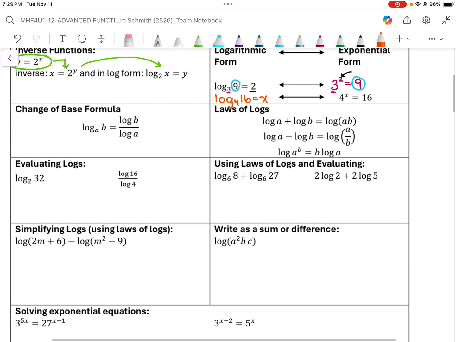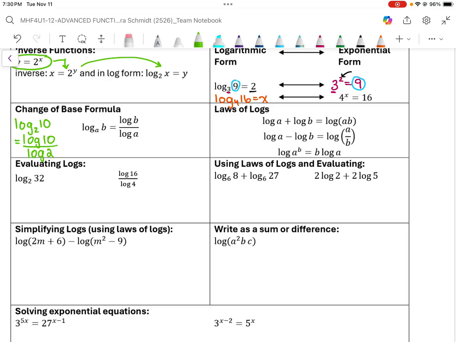We learned a change of base formula, which is really helpful when we have a log that we can't evaluate. So if we had something like log base 2 of 10, well, we don't know 2 to the power of what equals 10, we don't know. So we could use a change of base formula in order to evaluate that. So we could change into log base 10 divided by log base 2. And you can change it to any base, but we would likely pick a base 10 because then our calculator can evaluate it.